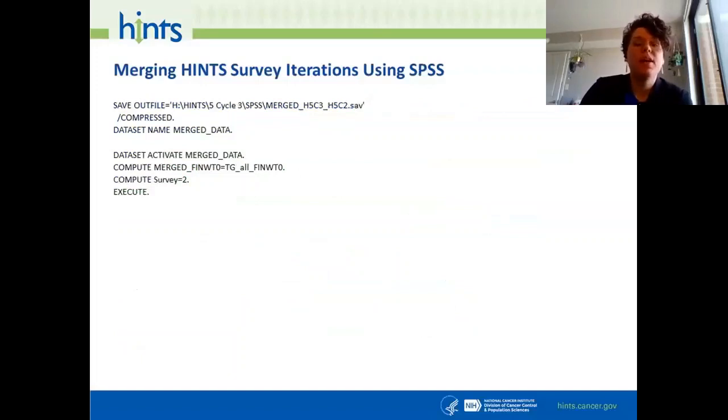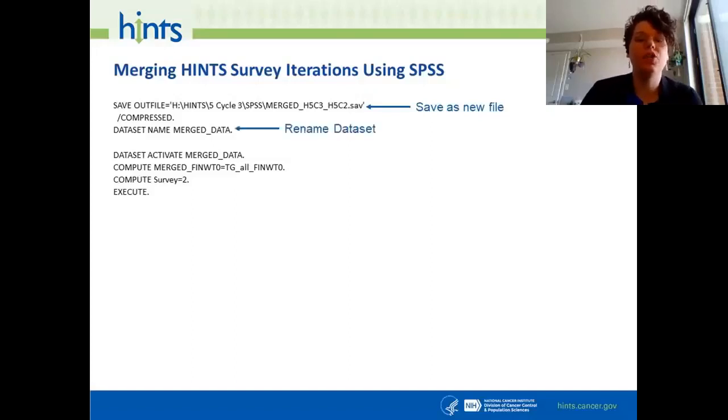Within SPSS, you can do this a variety of different ways, but some of the initial first steps are a lot easier to do using syntax. So I have some syntax that's shown here, but you can actually do this using drop-down menus as well. So the first thing that you would want to do is open up your HINTS 5 Cycle 3 data. And then I like to save mine as a new file, my merged file, just so that I can make sure that I maintain my original data and don't mess any of that up. Then I like to rename my data set just so that I can keep everything straight.